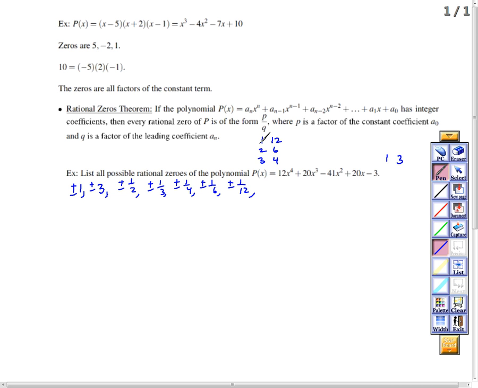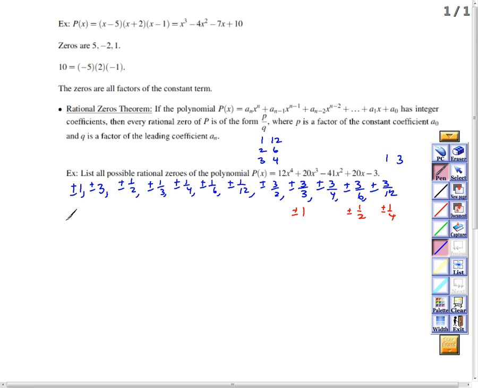So plus or minus 3 divided by 1 I already have, so plus or minus 3/2, plus or minus 3 over 3, I will reduce that in a second, plus or minus 3 over 4, plus or minus 3 over 6, plus or minus 3 over 12. So let's clean this up. 3 over 3 is 1, 3 over 6 is 1/2, 3 over 12 is 1/4. So I already have those.